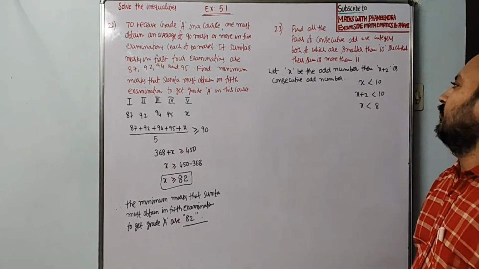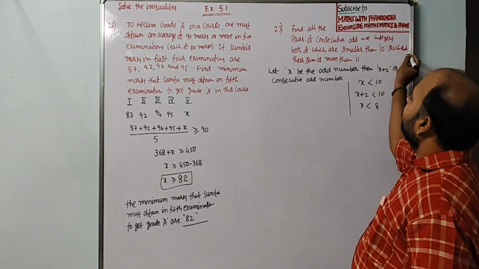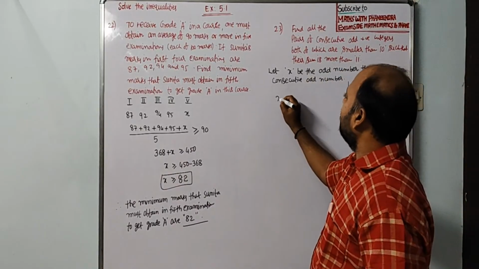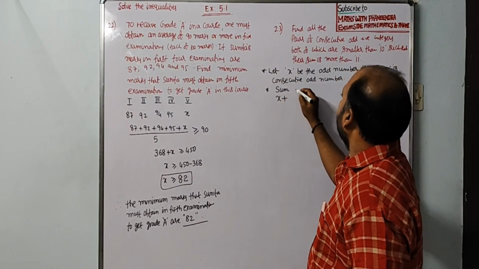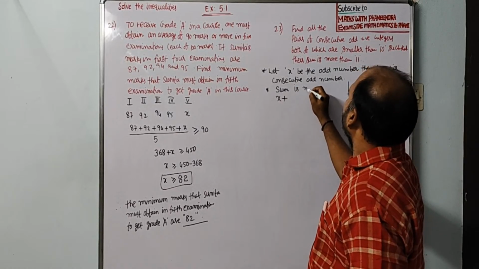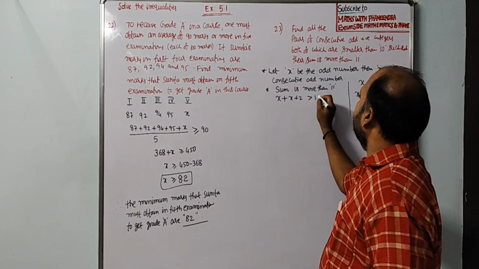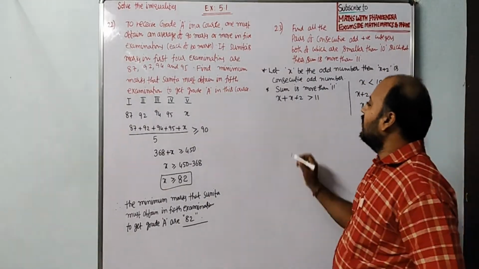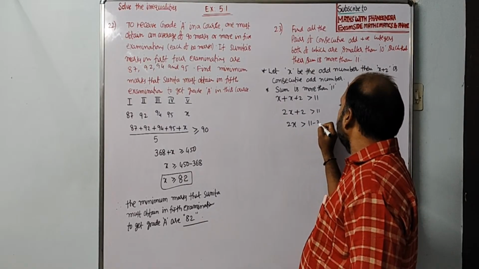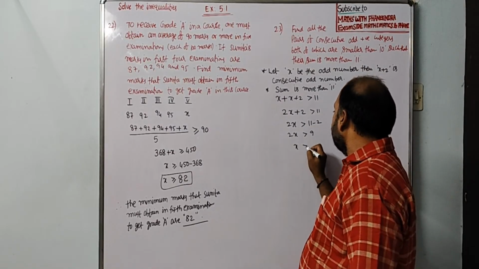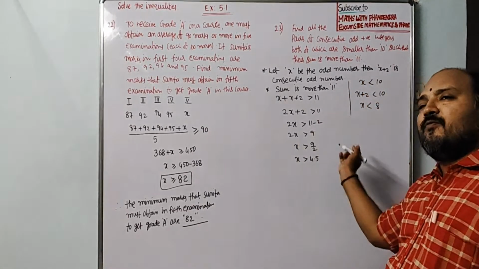So according to the conditions we wrote. Next, such that the sum is more than 11. Sum is the sum of these two: x plus x plus 2 is greater than 11. More than 11 means greater than 11. So 2x plus 2 is greater than 11. 2x is greater than 11 minus 2. 2x is greater than 9. x is greater than 9 by 2. That means x is greater than 4.5.